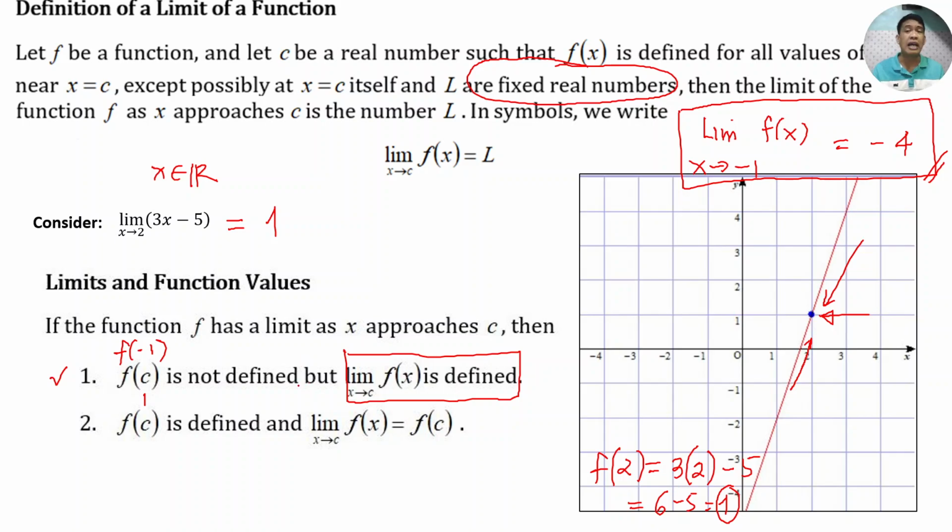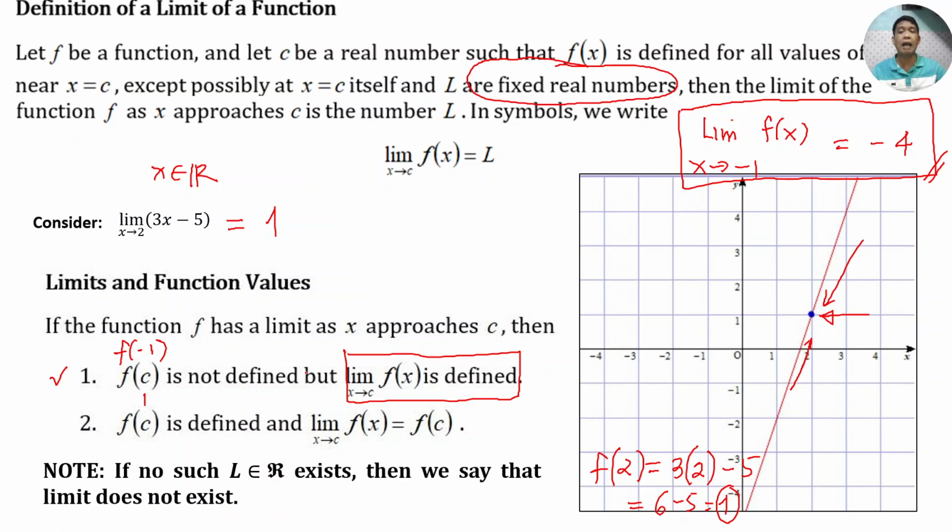So, meron lang tayong bibigyan ng emphasis na kapag yung L na nakuha natin ay hindi nakabelong sa ating set of real numbers, we can say that the limit does not exist. So, meaning to say, kunyari, ang nakuha kong L ay infinity. So, infinity is not a real number, so therefore, the limit does not exist.